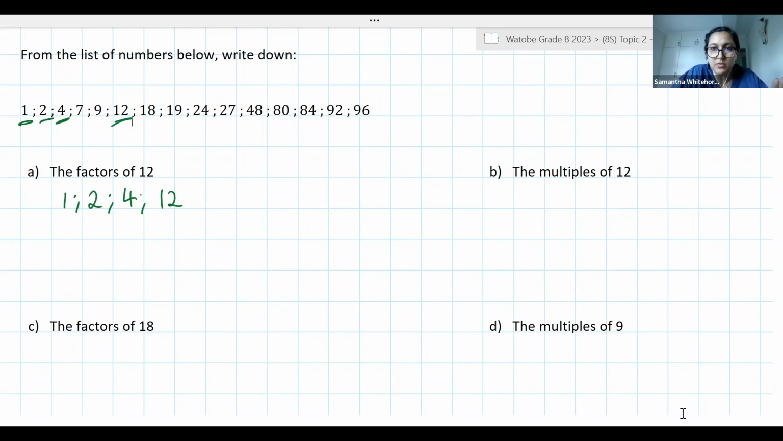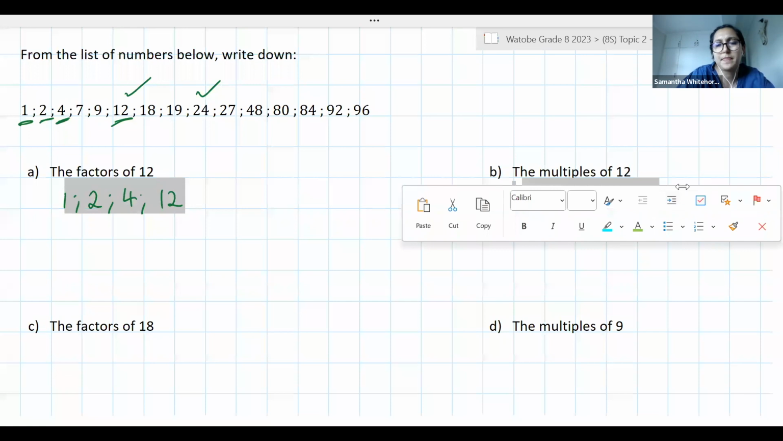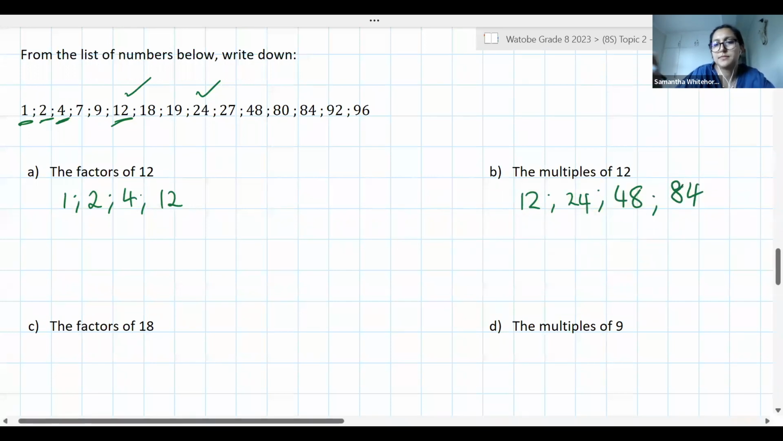Latish, do you want to give us the multiples of 12? The multiples of 12 are 12, 24, 36, 48, and 50, ma'am. 12, 24. So remember, we only want from the list. So 12, 24, 48, and then the other one is 84. And 96, ma'am. Oh, and 96. Yes, I'm just losing my mind a little bit. Thank you. Well done. At least you're on it.